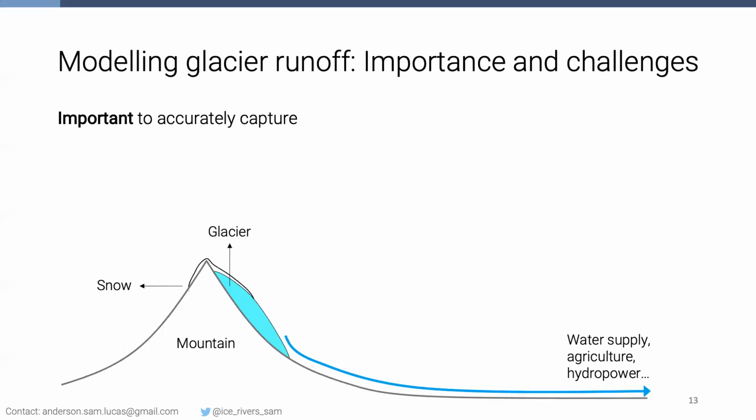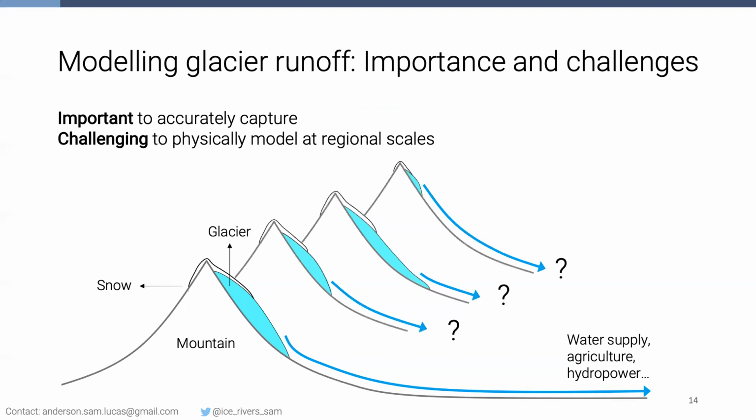Glacier runoff is important to accurately capture, since glacier-fed rivers are used for municipal water supplies, for irrigation, for hydropower. But it's not easy to model using a physical approach at regional scales, in part due to data limitations and uncertainties about processes such as turbulent heat fluxes, motivating the use of deep learning instead.